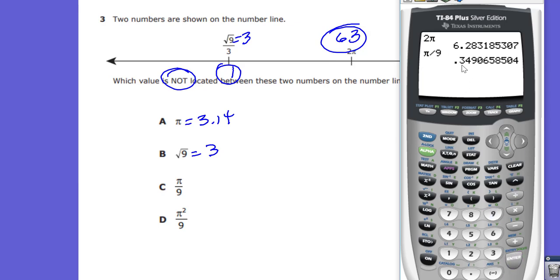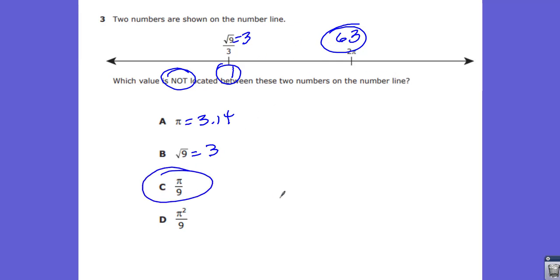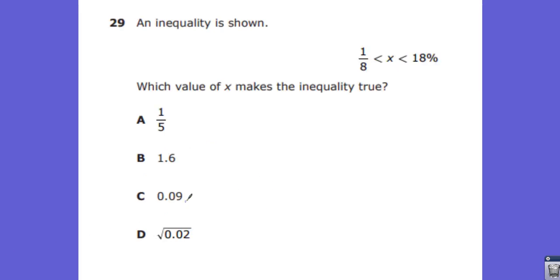We end up with 0.349. Well, is 0.34 between 1 and 6? No, it's not. So there's my answer. Okay. One more real quick, and then we're done for the day. I know this lesson's kind of long. I apologize for that.